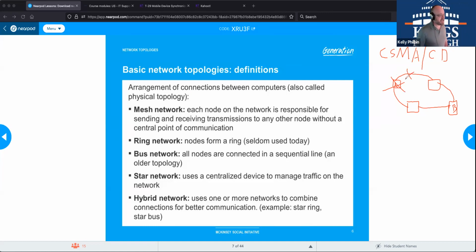And we still have to utilize carrier sense multiple access collision detection to make sure that only one person is talking at a time. And we're passing through these communications. Does this make sense? So ring looks like, go ahead.